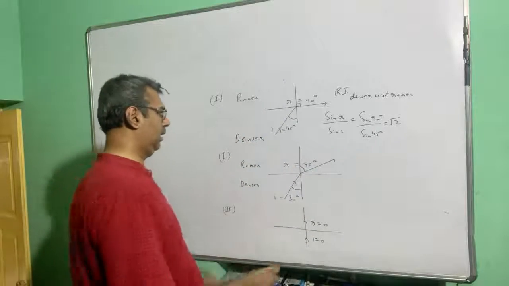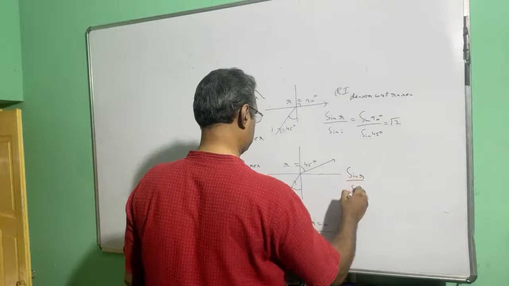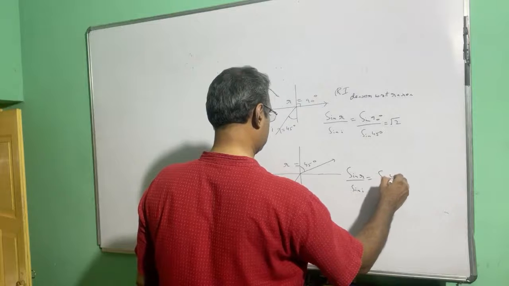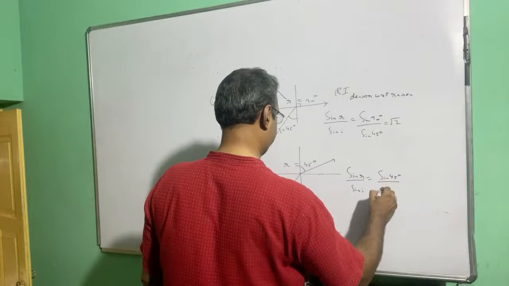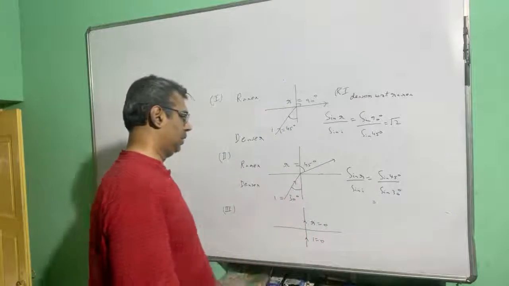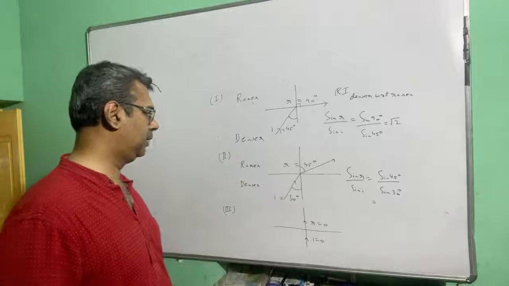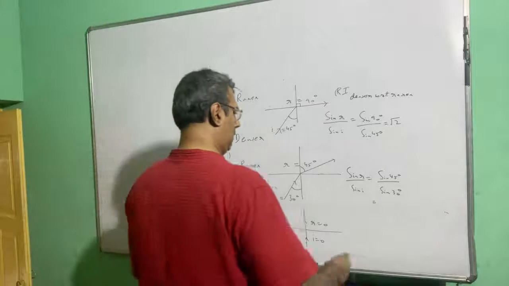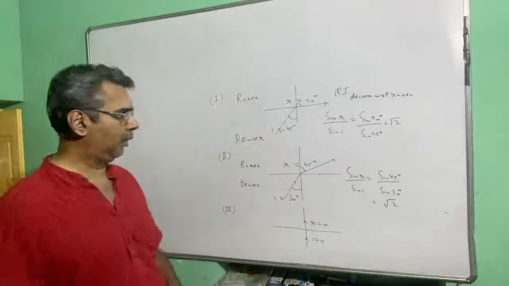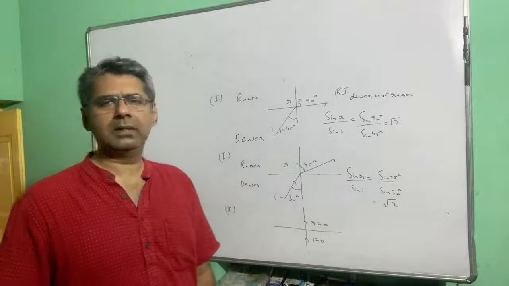Now let's go to diagram number 2. Here if you do sin r by sin i, it will be sin 45 degrees by sin 30, and that is also coming equal to root 2, right? It is also root 2. Sin 45 by sin 30 is again root 2.